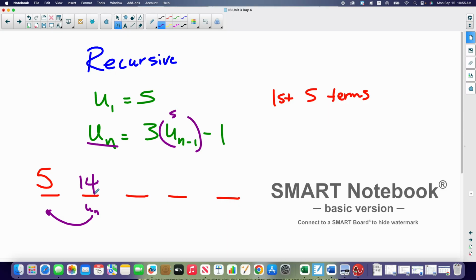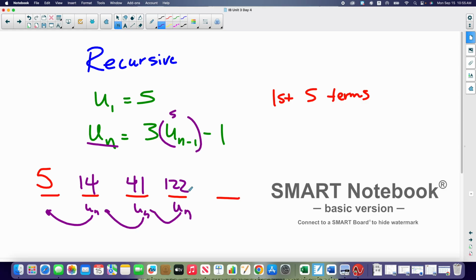Okay? How do you find the third term? 3 times 14 minus 1. I've got to use the one before it. So 3 times 14 is 42. Minus 1 is 41. Okay? How do you find the fourth term? 3 times 41 minus 1. 123, 122, I believe. Is that right?